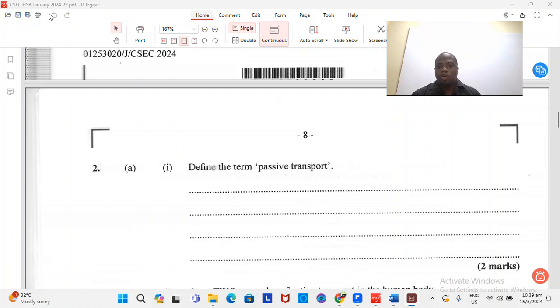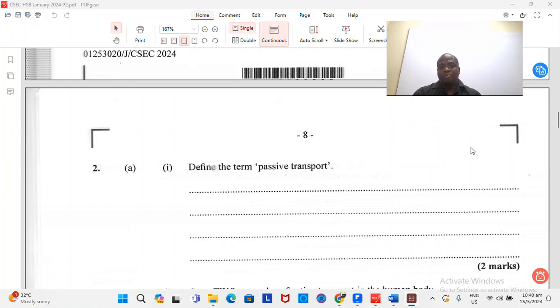and so substances move from a high concentration to a low concentration, and high meaning where you have a lot of the substances, right, to a low concentration where you have a small amount of the substances without the use of energy. So no energy is required to move the substance from point A to point B. So that is what passive transport is.